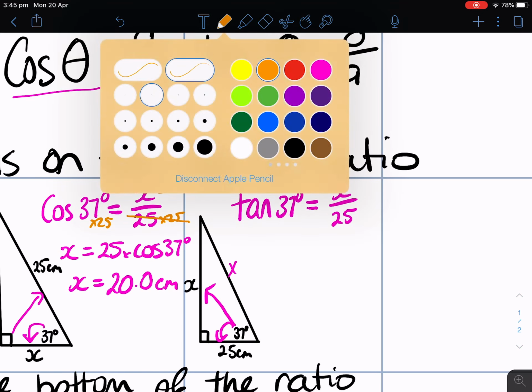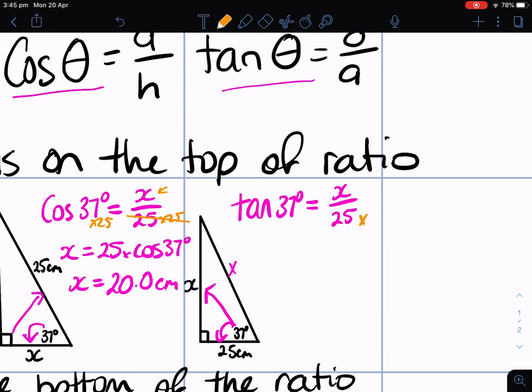So we're going to do the same thing again here. We're going to times by 25, times by 25. They cancel out, and our new equation is going to look like this: x equals 25 times tan of 37 degrees. And when you calculate that one, it'll work out at 18.8 centimeters.